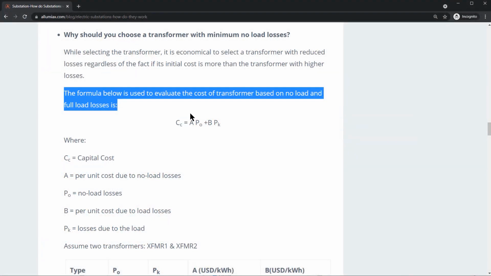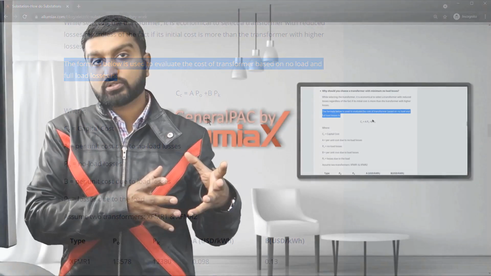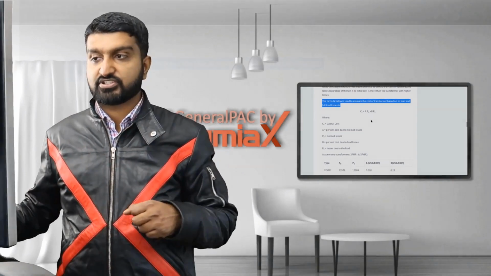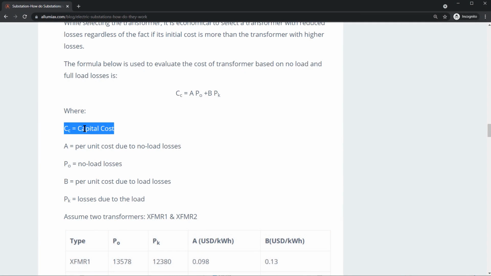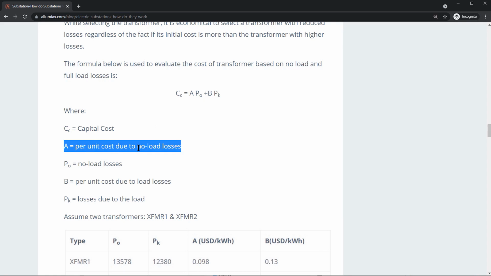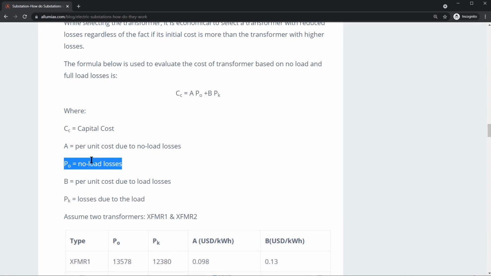So the formula below is used to evaluate the cost of a transformer based on no load and full load losses. So there's a no load loss and a full load loss, and there's a cost involved in both of them. But basically, the capital cost is equal to A times PO. A is the per unit cost due to no load losses, and PO is the amount of no load losses.